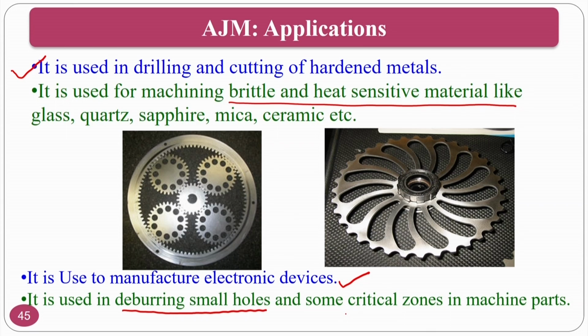So if there is a burr, assume that this is my hole on a surface and there are burrs, you can use some tilting of your nozzle to remove the burrs. This type of deburring application can also be done by the abrasive jet machining process.